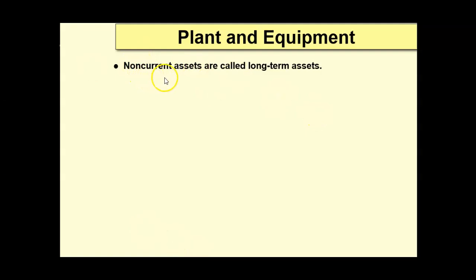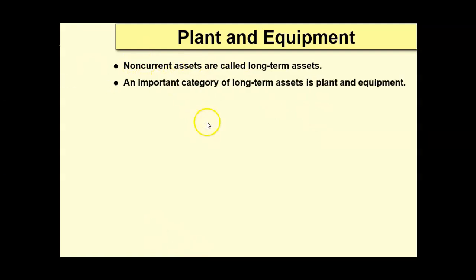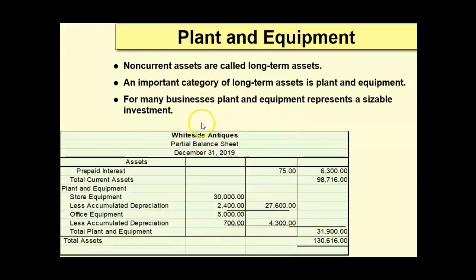Our next category are called our plant and equipment assets. These are known as non-current assets, also called long-term assets. When you think about these assets, these are tangible assets that are being used by the business to earn revenue for a time period longer than 1 year. So again, your plant and equipment assets, these are tangible assets that are being used by the company for a time period longer than 1 year to help earn revenue for the business organization.